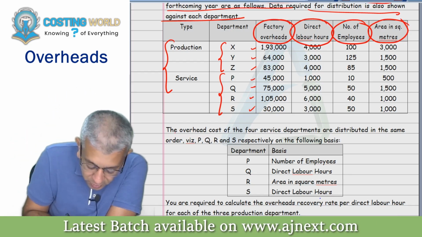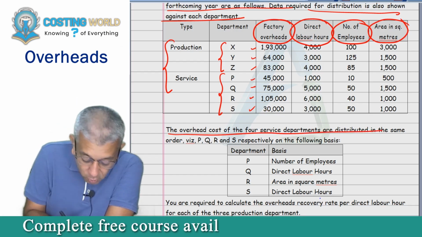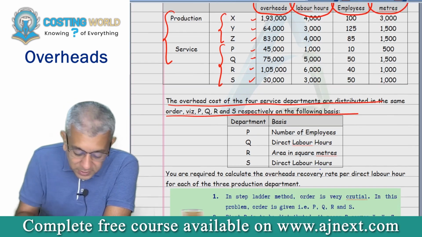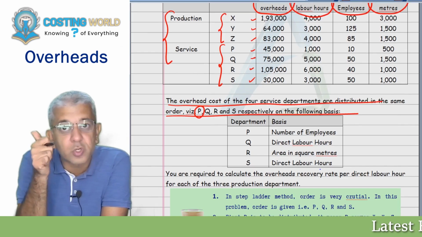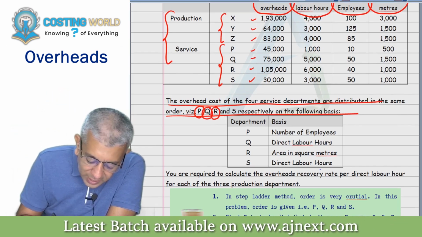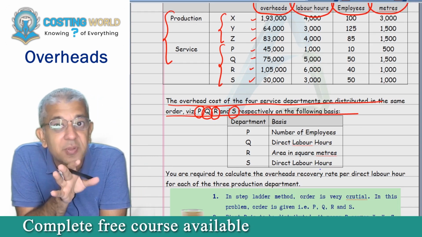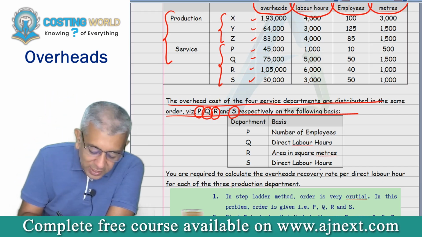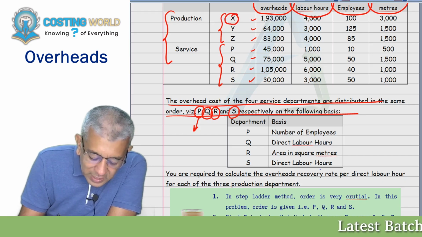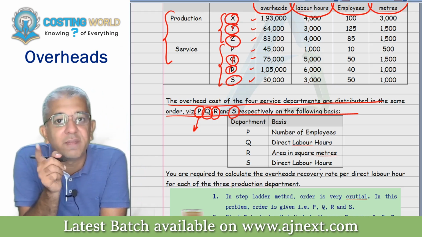See, they have given you. The overheads of the four service departments are distributed in the same order, that is P, Q, R, S respectively on the following basis. So first of all, you have to divide cost of service department P, then you have to divide of Q, then you have to divide of R, and then you have to divide of S. Now that itself means what? I hope you all will understand. If we are dividing the cost of P department first, it means that P will be serving X, Y, Z, Q, R, S. That is why we are dividing the cost of P first.